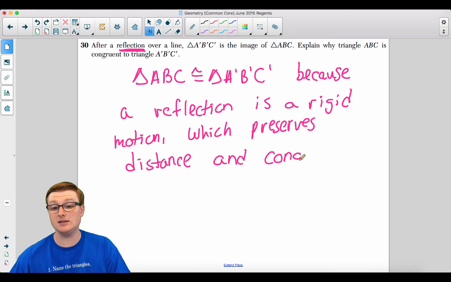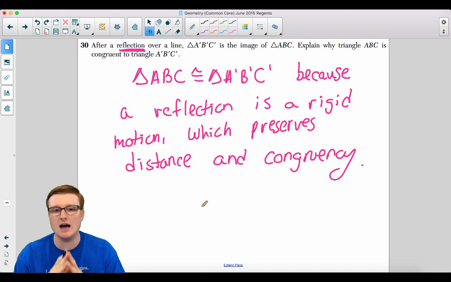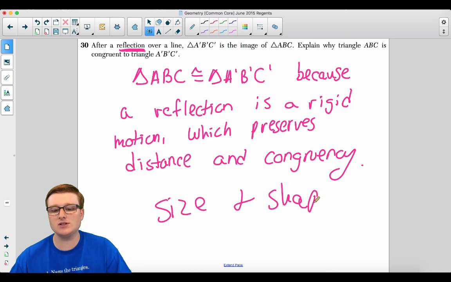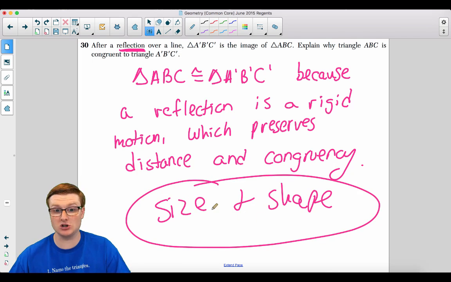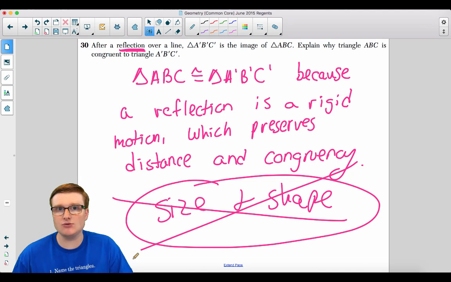And that's all you need to say. Okay? That's why they're congruent. That would be acceptable. By the way, please do not say size and shape. Don't say that it keeps size and shape. Don't say that, because we are big boys and girls now. That would be considered incorrect on the Regents exam because that's not using mathematics vocabulary.